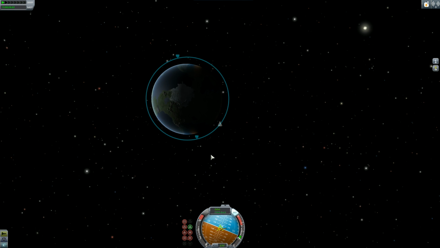You burn at the other one. If you want to decrease your periapse, you burn at apoapse. If you want to increase your apoapse, you burn at periapse. Makes sense, right? If you want to increase things, you prograde. If you want to decrease them, you retrograde. I hope that makes sense.